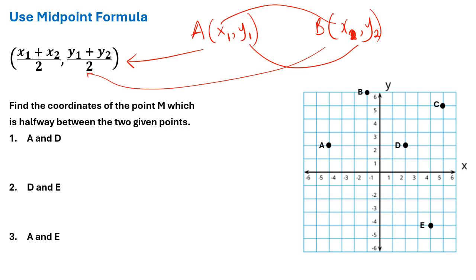All right, so we are going to go ahead and find the midpoints here for A and B, D and E, and A and E. So let's go. Find the coordinates of the point M, which is halfway between the two given points. For A and D, we're just going to start by writing their coordinates.